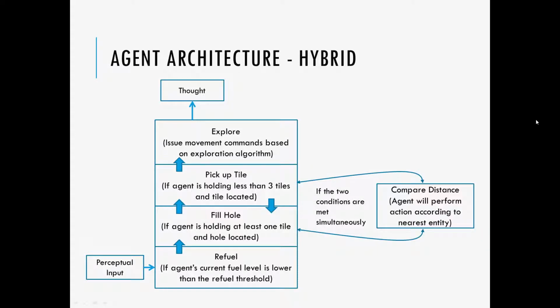The first architecture which we used is a hybrid architecture. Using this architecture, the agent's controls are separated into different layers, with the higher levels having lower precedence. In this case, we separated the controls into 4 layers. After the agent has sensed its surroundings and updated its working memory, it will decide its next action by going up the layers.